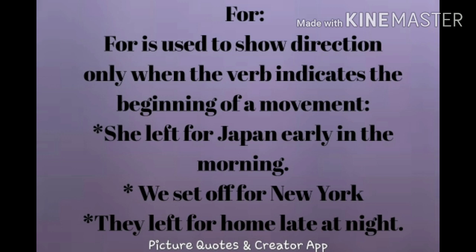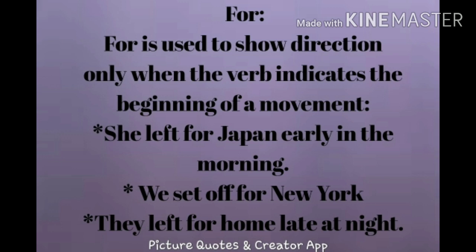For is used to show directions only when the verb indicates the beginning of a movement. For example, she left for Japan early in the morning. We set off for New York. They left for home late at night.